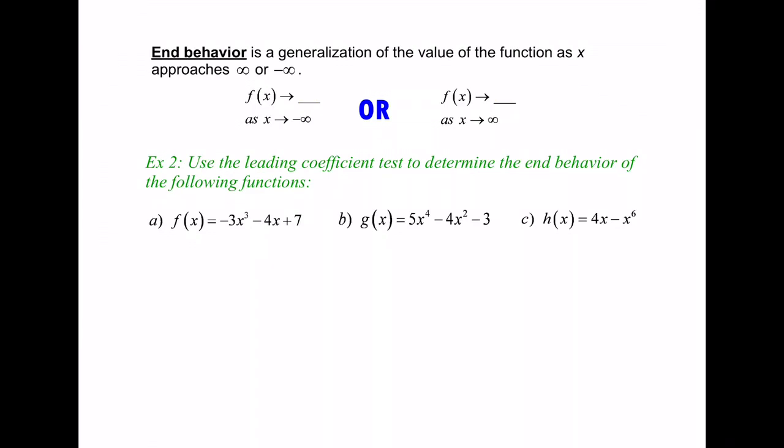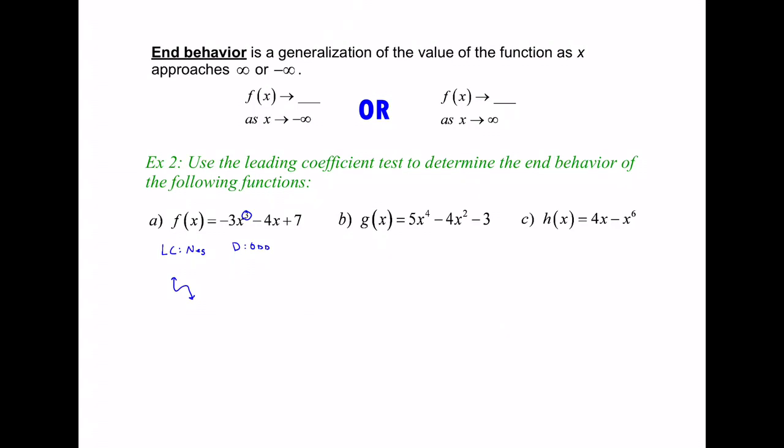So in example 2, there are three different examples here about using the leading coefficient test to determine the end behavior. The first thing, what does the graph look like? You have negative 3, which is your leading coefficient, so that's negative. Your degree is odd. So if you know your leading coefficient is negative and your degree is odd, then you know the graph will look something like this. Once again, we don't care what happens in between. What happens as x approaches infinity and negative infinity?